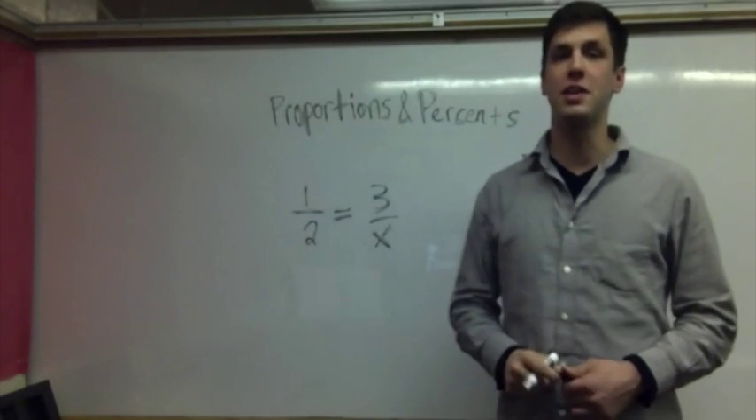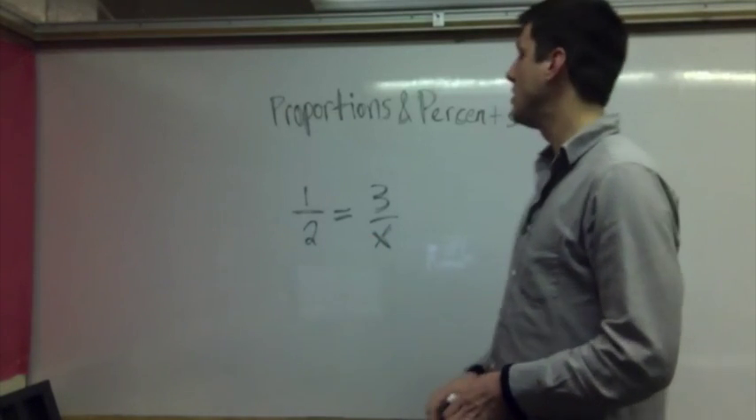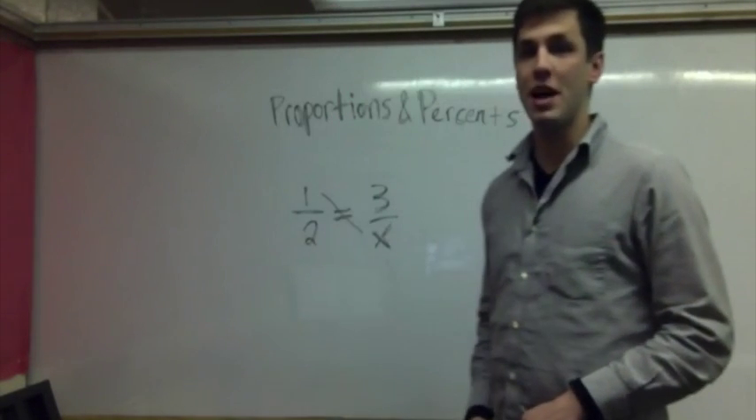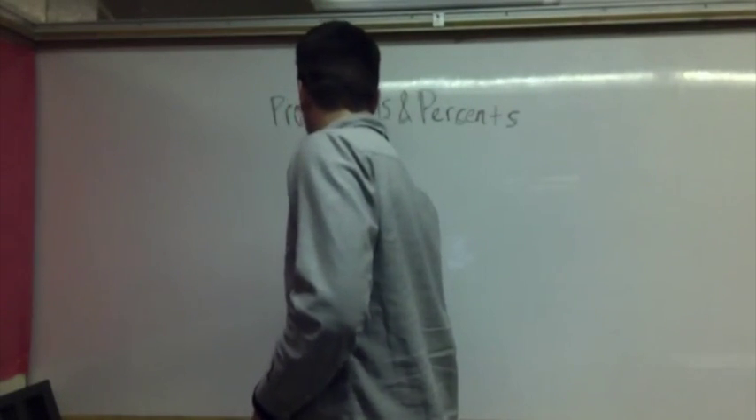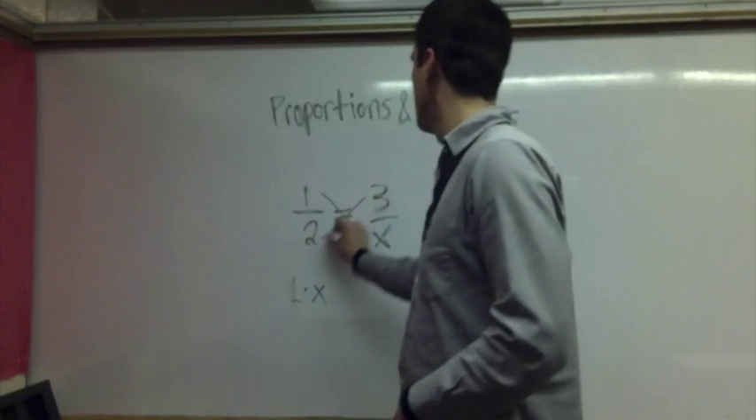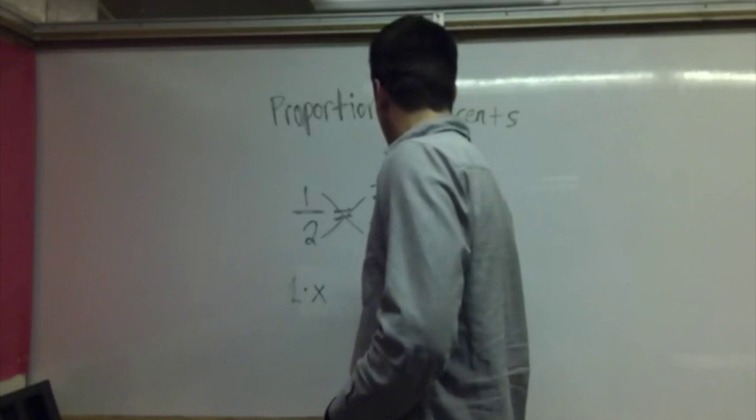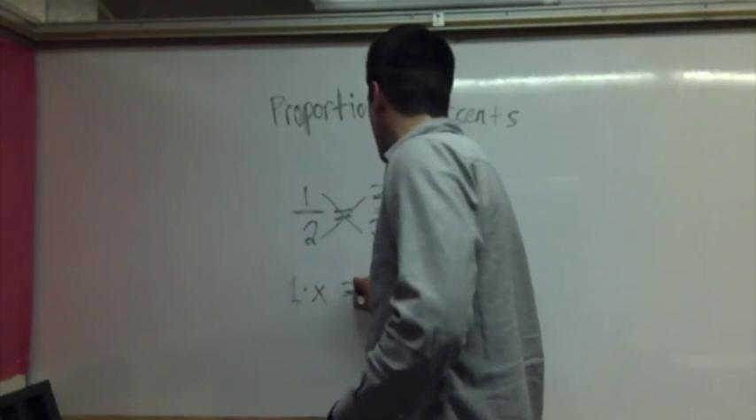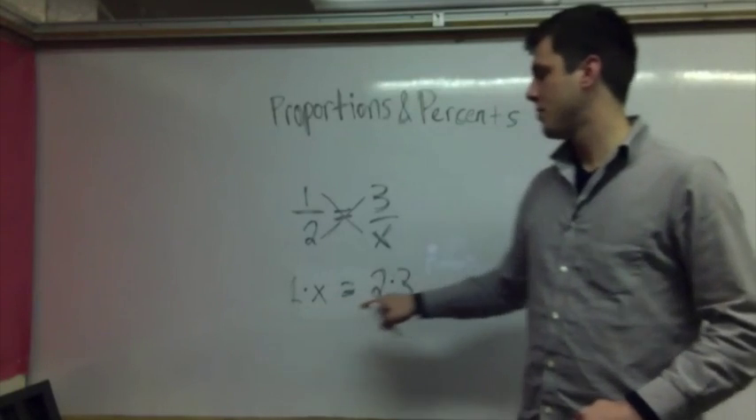It's called cross multiplication. When there's an equal sign in between two fractions, you can turn it into an easier problem by doing this. Multiply those two: 1 times x. And then multiply these two, which gives you 2 times 3. Now put those equal to each other. These two statements equal each other.